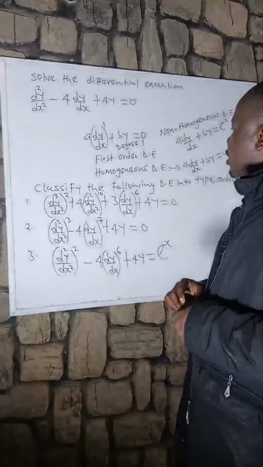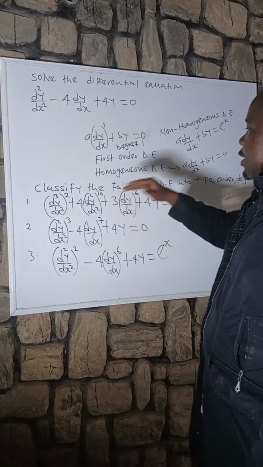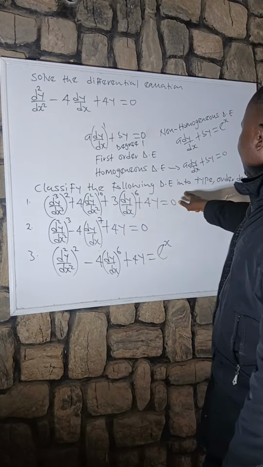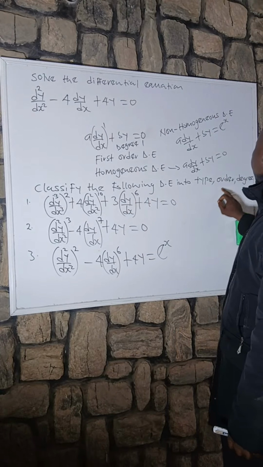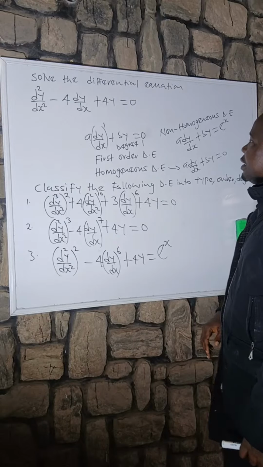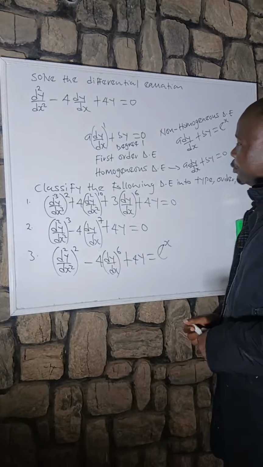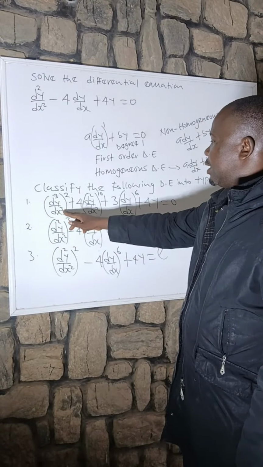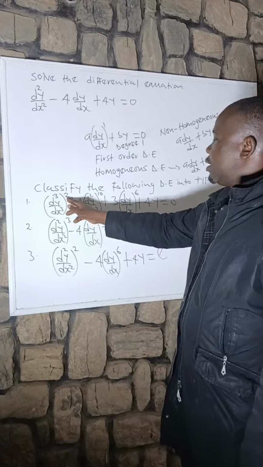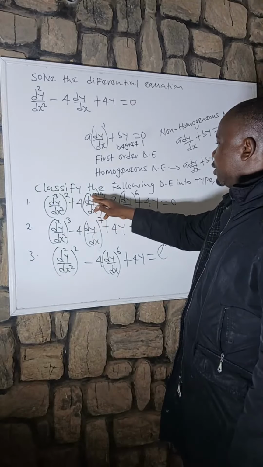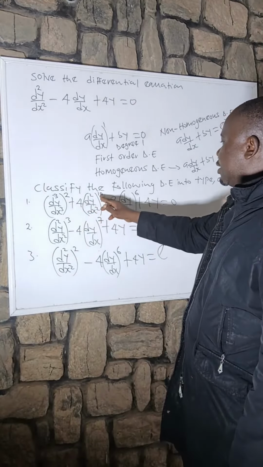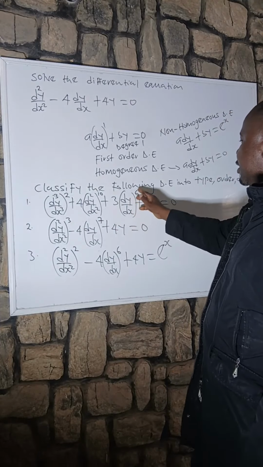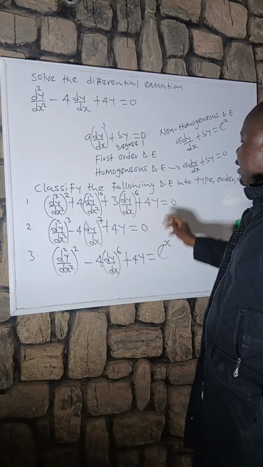So now, here is the question. True or false? They said classify the following differential equation into type, order, and degree. So now, 1, we have d cubed y over dx cubed all in bracket squared, plus 4 d squared y over dx squared all in bracket raised to power 10, plus 3 dy over dx raised to power 6, plus 4y equals 0.